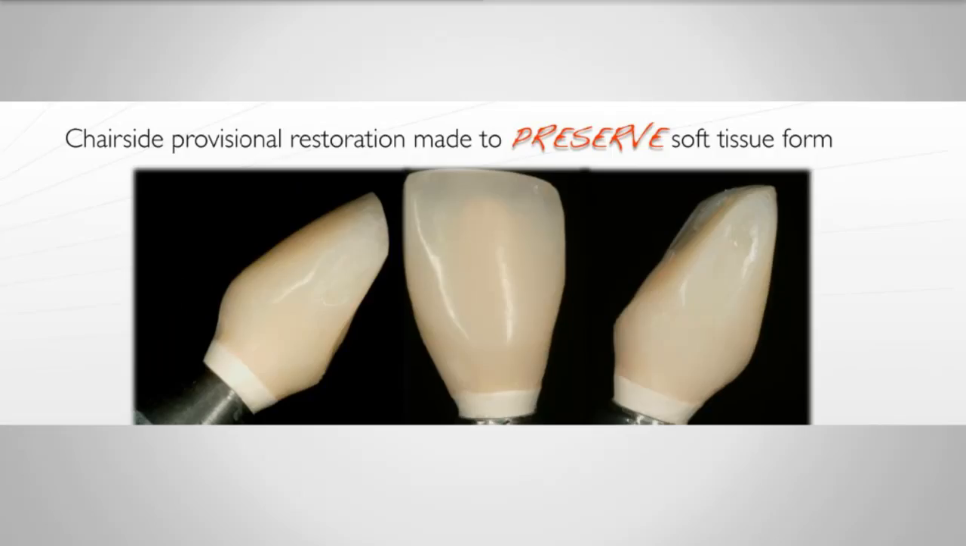So here is Frank's provisional restoration after it's completed. Nice smooth contours, a smooth emergence profile, no abrupt changes in the contour. But remember what we're doing, in this case, we're preserving the soft tissue form. Frank's soft tissue had adequate contours. I don't want to change that. I just want to keep it where it is in order to be confluent with the tissue on the adjacent central incisor.